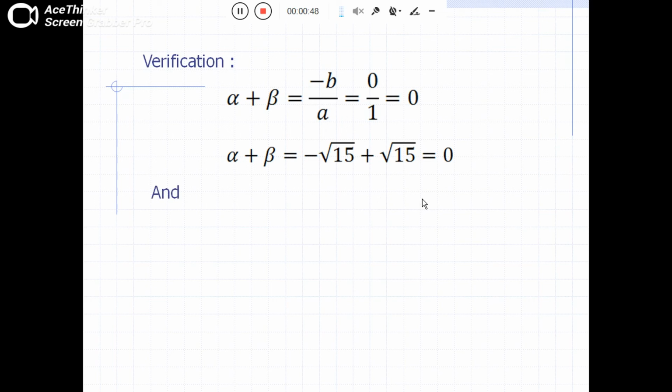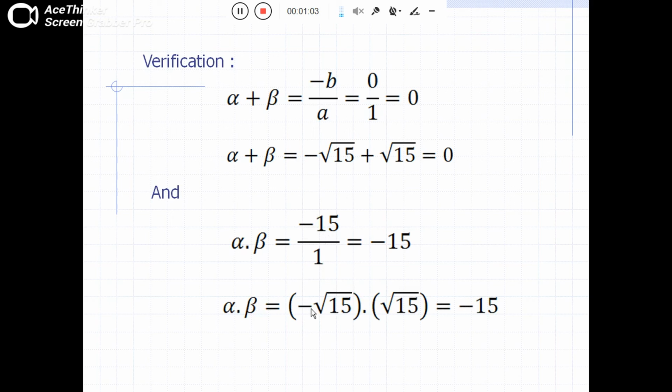Now you have to verify the product of zeros also. For the product of zeros, alpha into beta is c by a, which is minus 15 upon 1, which is minus 15. Now minus root 15 into plus root 15, alpha into beta, is minus root 15 into root 15, which is minus 15. So in both the conditions both the values are the same, therefore it is also verified.